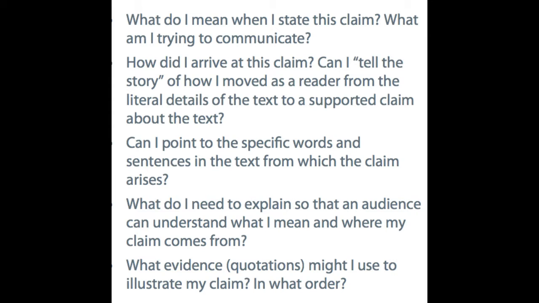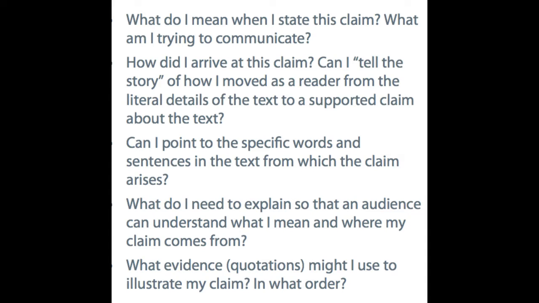What do I mean when I state this claim? What am I trying to communicate? So what's the main purpose of this claim, and what am I trying to get the reader to understand? How did I arrive at this claim? Can I tell the story of how I moved as a reader from the literal details of the text to a supported claim about the text? So that's how your understanding of the text resulted in this claim coming about.